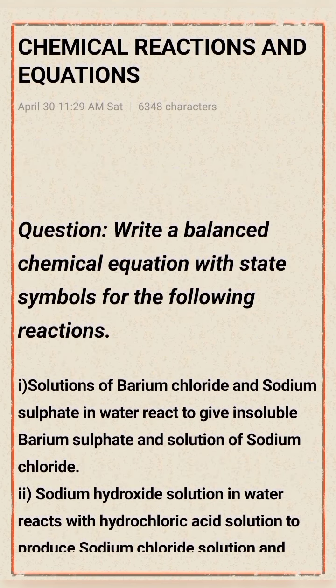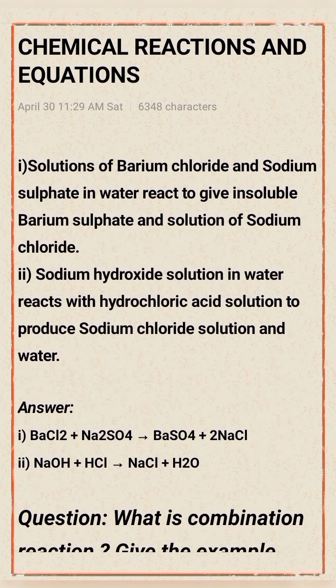Next question pattern: write a balanced chemical equation with state symbols for the following reactions. Number 1, solution of barium chloride and sodium sulphate in water react to give insoluble barium sulphate and soluble sodium chloride. That is BaCl2 barium chloride plus Na2SO4, the product formation BaSO4 barium sulphate plus 2NaCl. This equation is balanced.